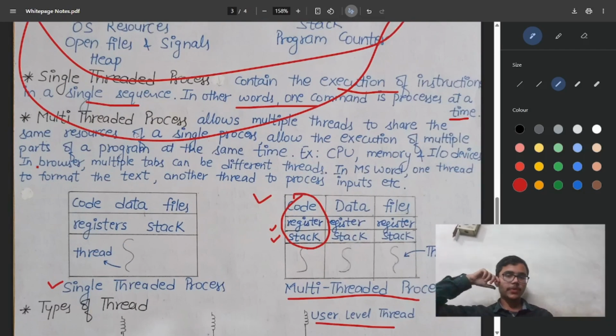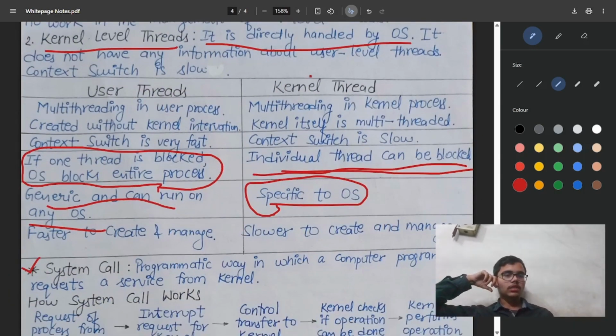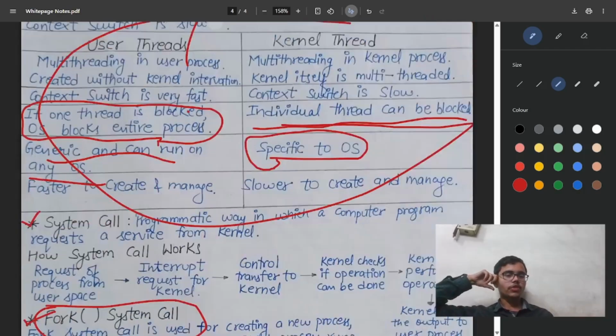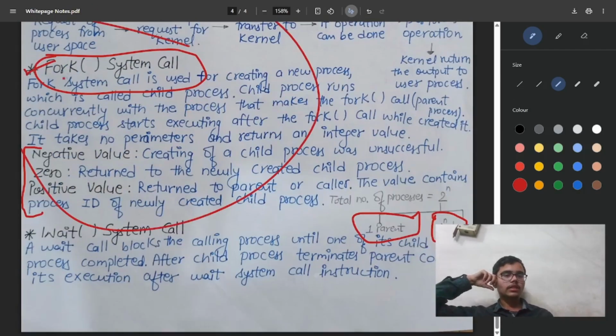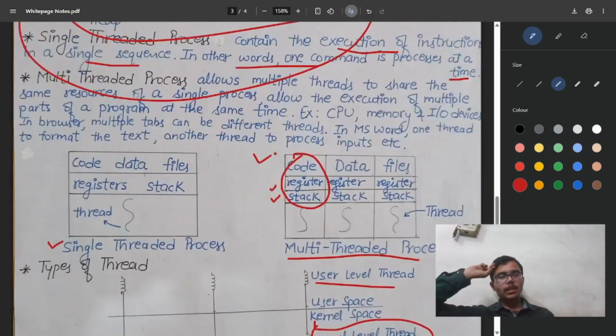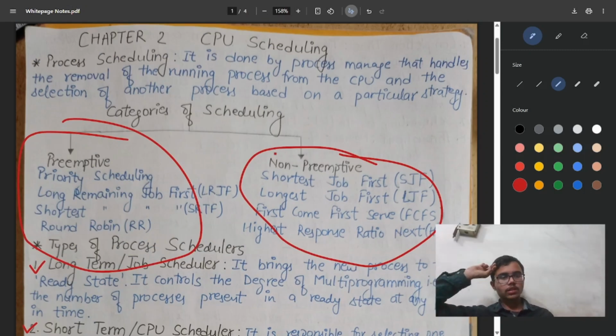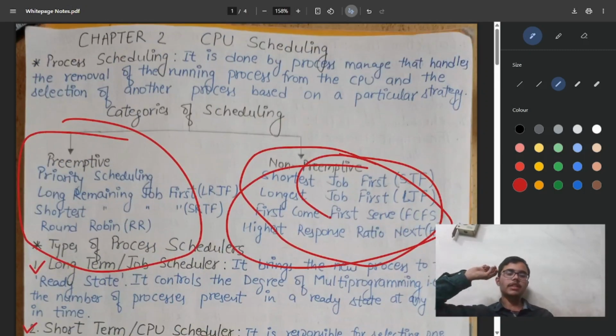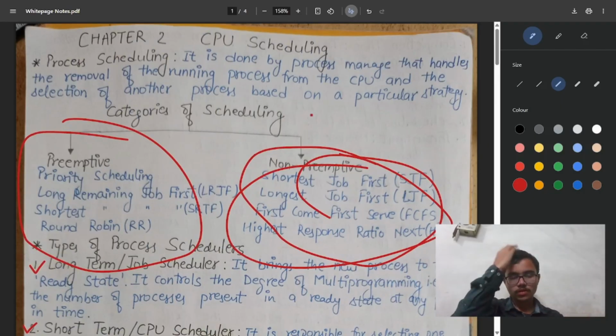This is important. Many PYQs come from this concept, and from this a numerical comes. Numerical questions from this chapter are of two types. One is from the wait system call along with the fork system call: one code comes where the fork method and wait method are used, and you have to tell the output. Another question is from scheduling algorithms like SJF, SRTF, RR, like this. So from this chapter, only these come. Thank you for watching this video.